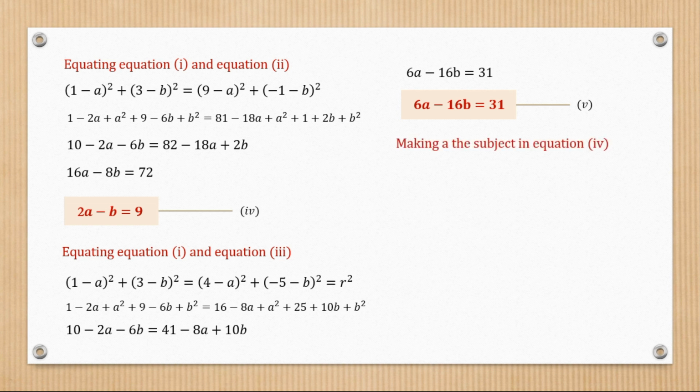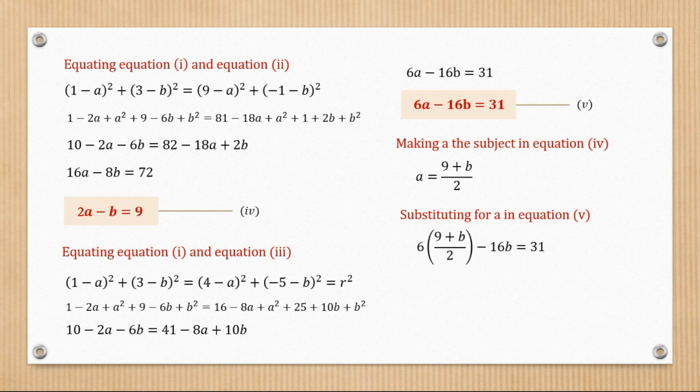So now let's solve the two simultaneous equations, equation 4 and equation 5. First of all, I'm going to make a the subject in equation 4. And I can say that a shall be equal to (9 plus b) over 2. So now substituting for a into equation 5, I'll have 6 into (9 plus b) over 2 minus 16b equal to 31. So next I can see that this 6 can divide this 2, and I will be left with a 3. So I'll have 3 into (9 plus b) minus 16b being equal to 31, of which when I multiply the 3 into the brackets, I'll have 27 plus 3b minus 16b being equal to 31.